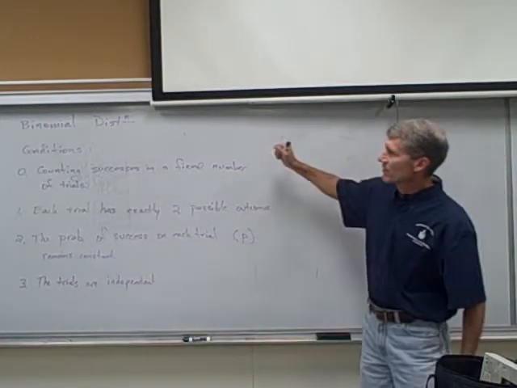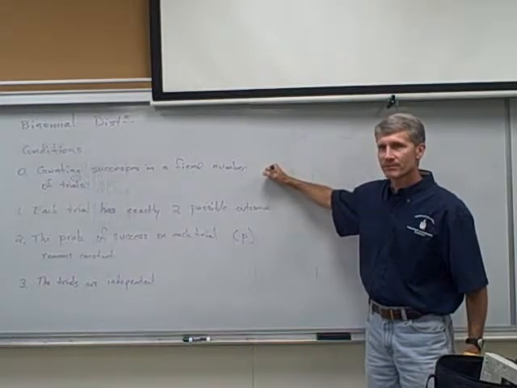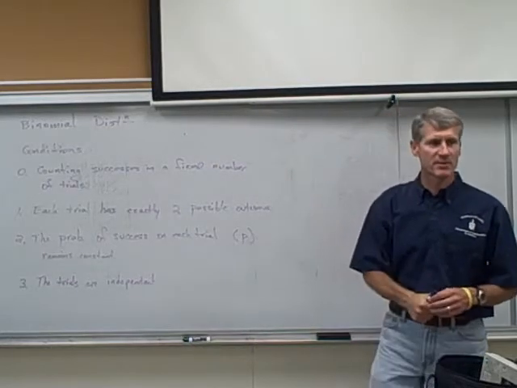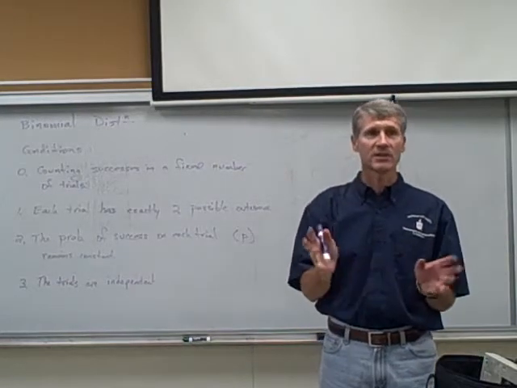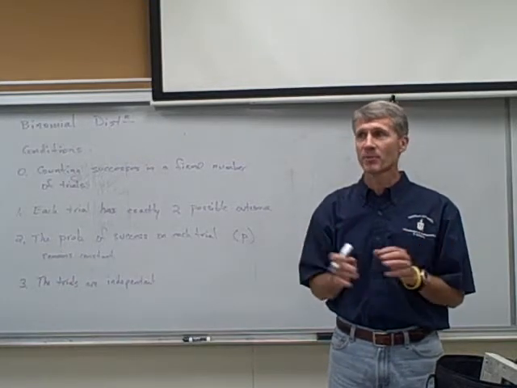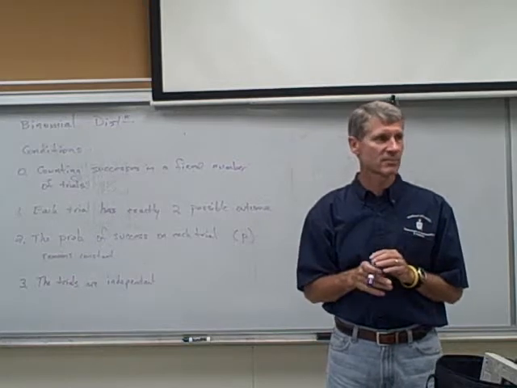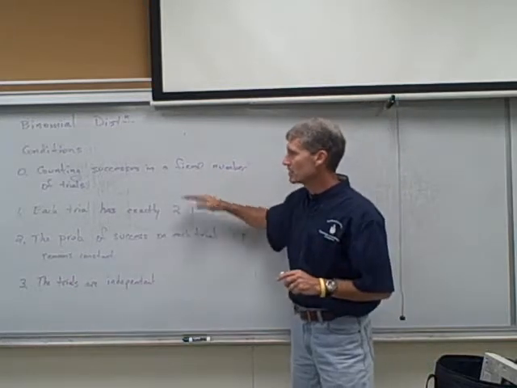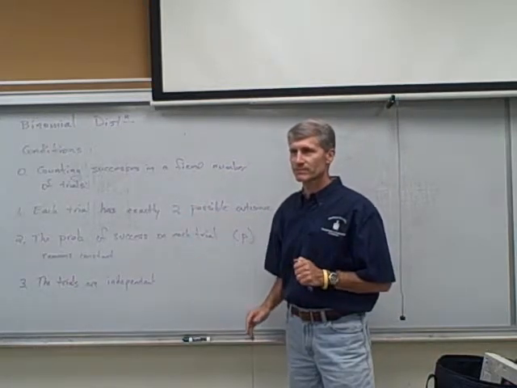Okay? So, whenever you see a problem, and you read the scenario of the problem, and it sounds like, oh, we're counting the number of successes in a fixed number of trials, then you say, well, this might be a binomial problem. But it's not a guarantee that it's binomial. It might not be. You have to check the rest of the conditions. Okay?